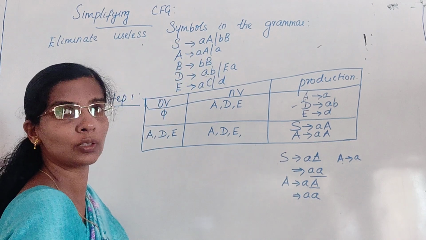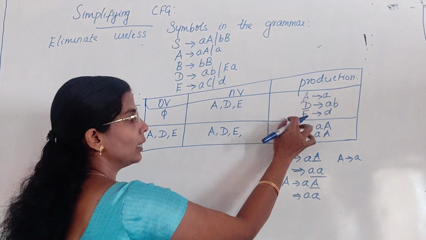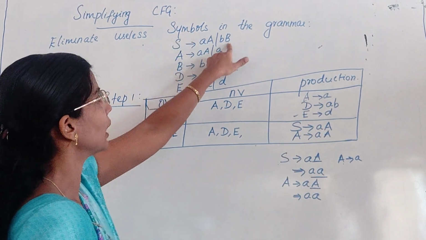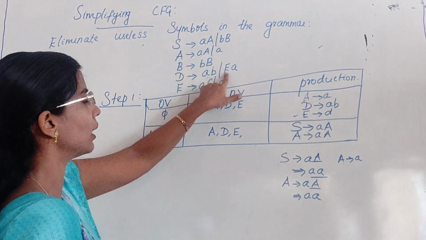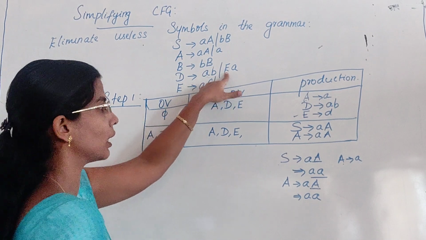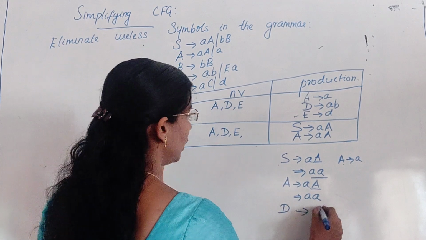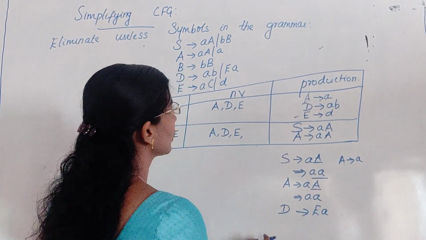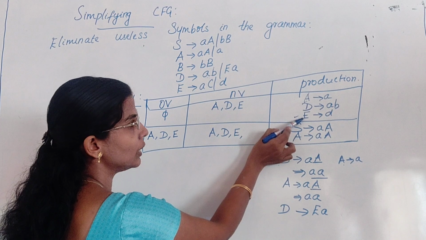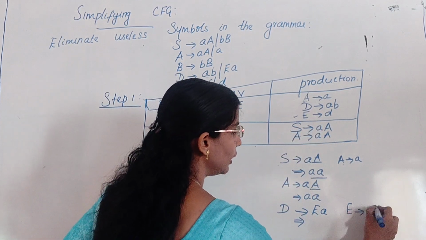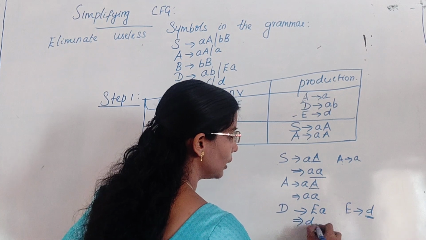No, so I can't do any substitution. Then take this E variable. Am I having E? I have B. Yeah, I have E here. So take, what is that production? D tends to A. So in the place of this E, what should I substitute? E tends to D. Substitute this D, A.